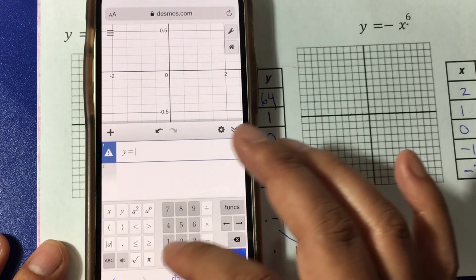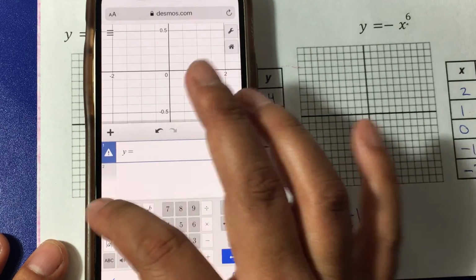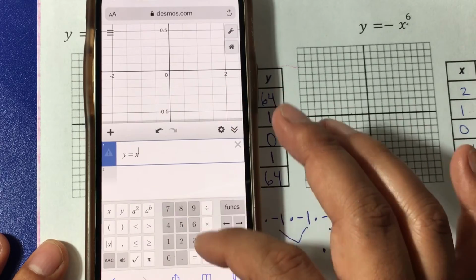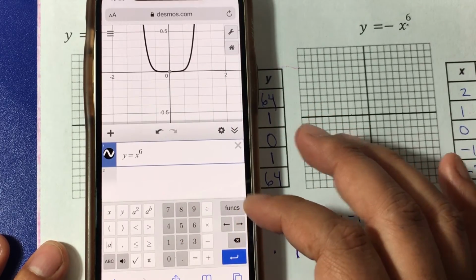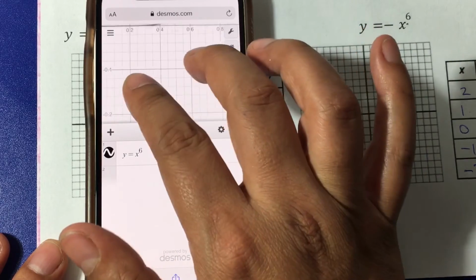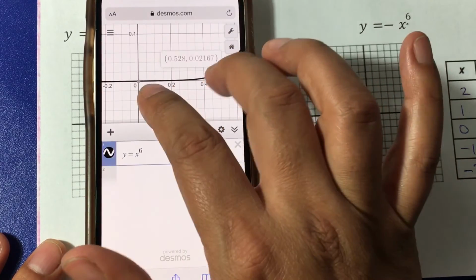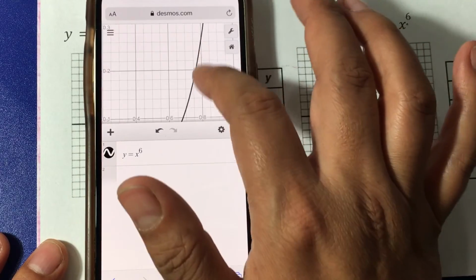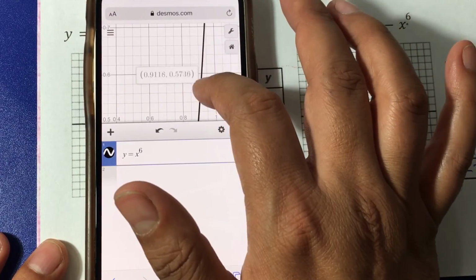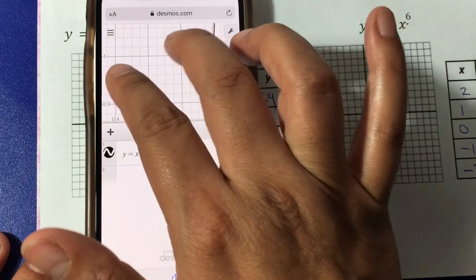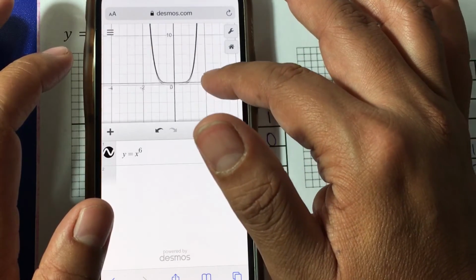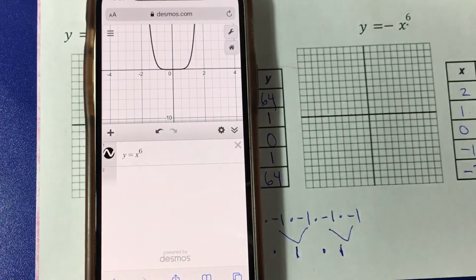Let me show you y equals x to the 6th power. Again, notice how the growth is very tiny in here, but then after 1, it shoots up. We can see it here, right there. That's how it looks.